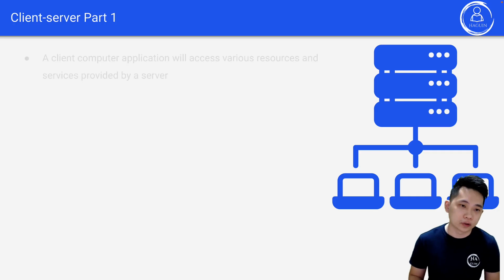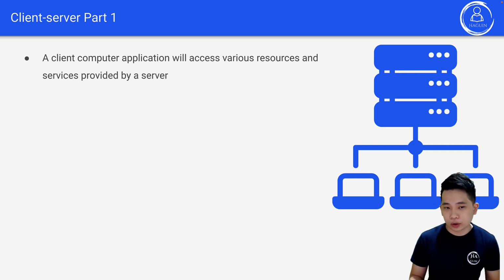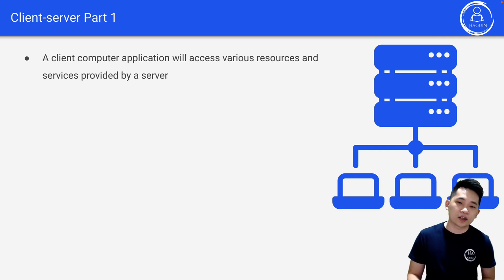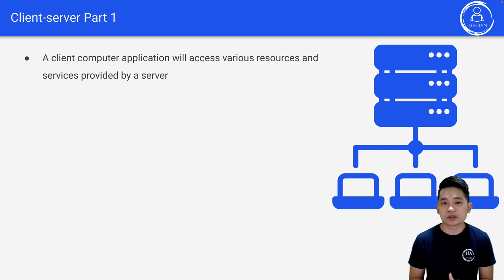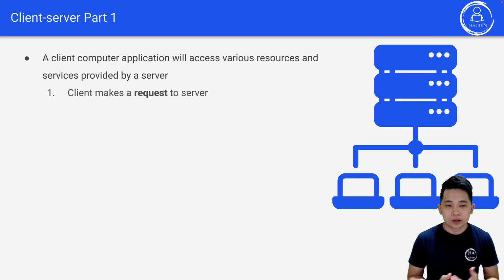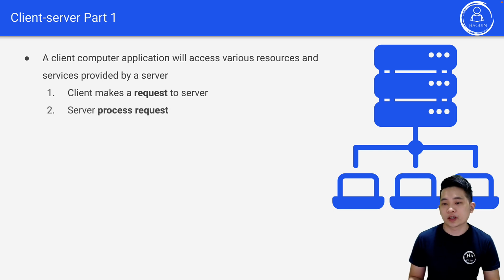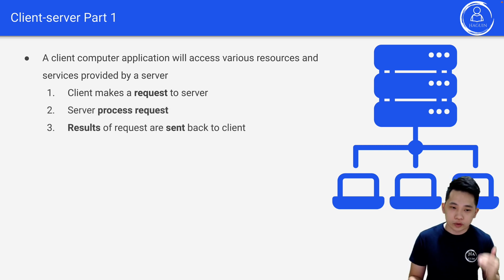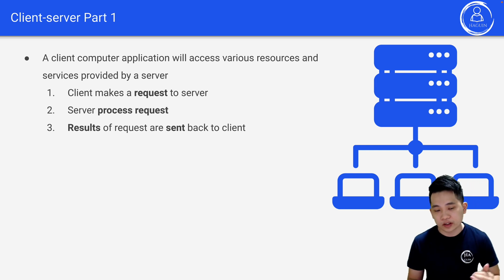So let's talk about client server. First of all, we have a client computer application which will access various resources and services provided by a server. The client will make a request to a server and the server will process the request, and finally the results of the request are sent back to the client. You can just think of it this way: the client makes a request to the server, it does some processing, and finally the result is sent back from the server to the client.